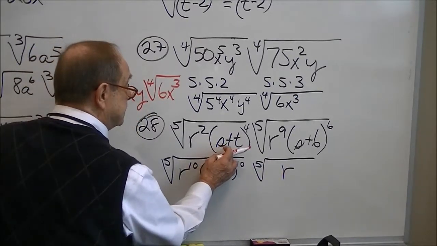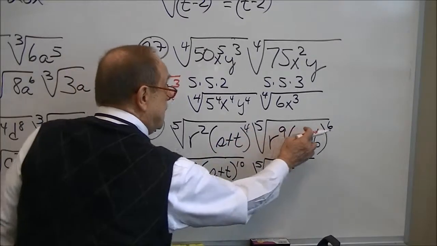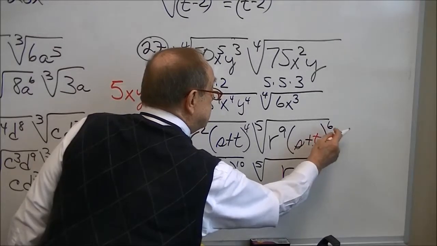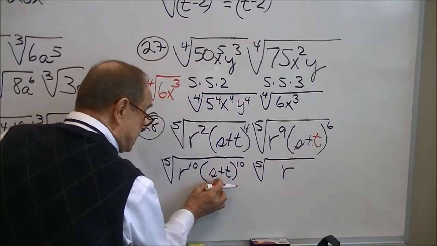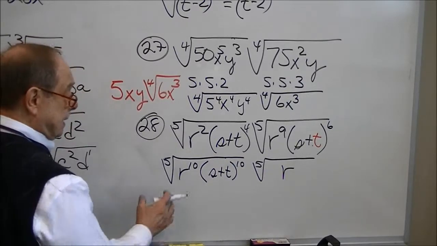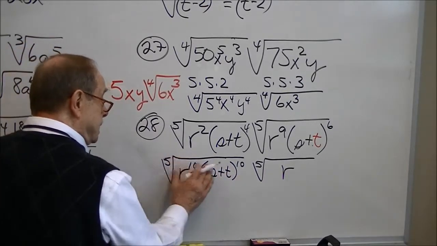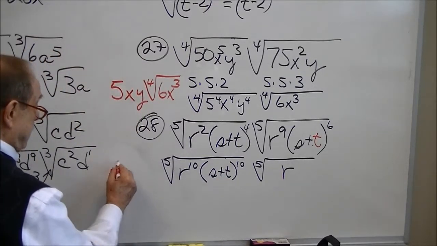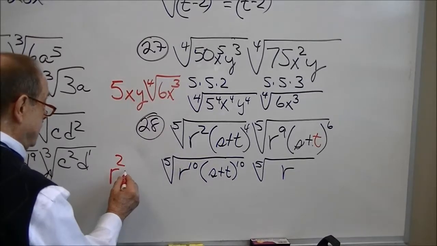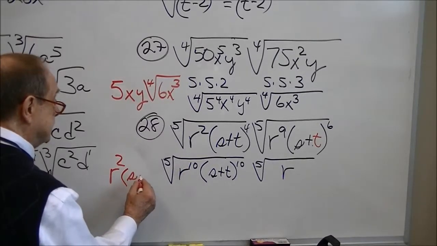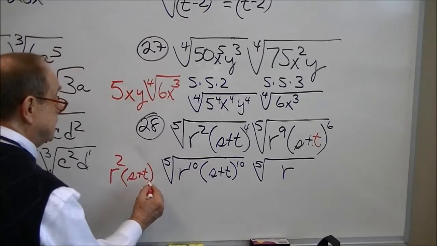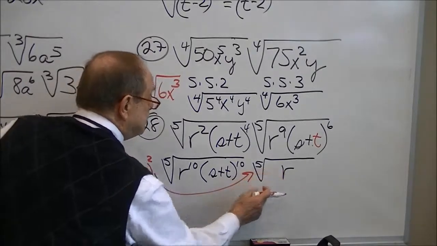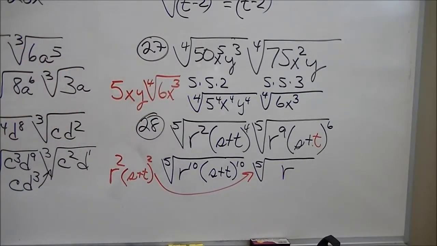And then here, s plus t to the 4th, s plus t to the 6th, make it s plus t to the 10th. Okay, now we have perfect fifths under this radical sign. So our answer will then be r to the 2nd times s plus t to the 2nd, and then the 5th root of r, sort of right out of room.